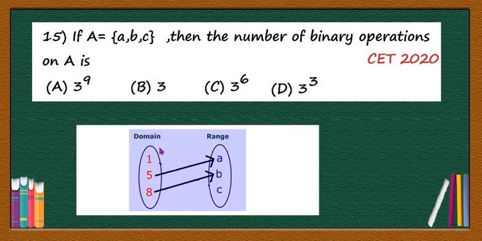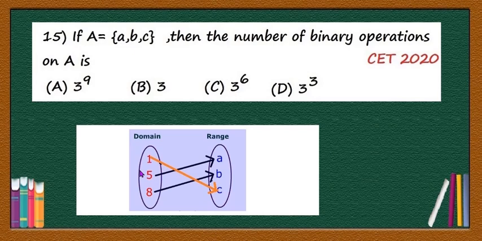See here, there are 3 elements in the first set and 3 elements in the second set. Now suppose 2 elements are mapped to these 2 elements a and b, that is 5 and 8 mapped to a and b respectively. Now we have 1 element left. Then how many ways can we map this one to elements of the second set? You can map 1 to a, or you can map 1 to b, or you can map 1 to c. That means there are 3 choices of mapping this element to the elements of the second set.